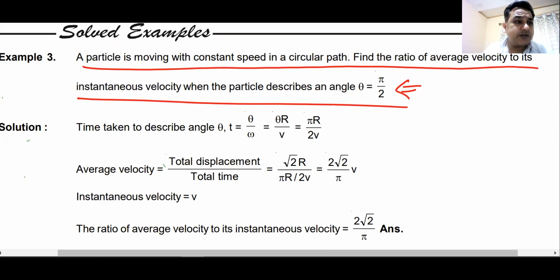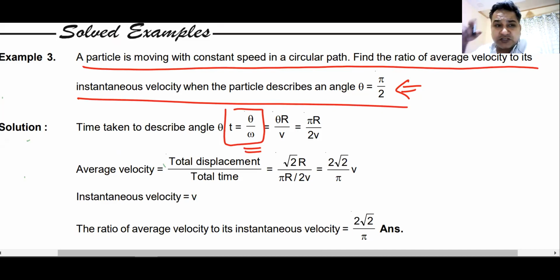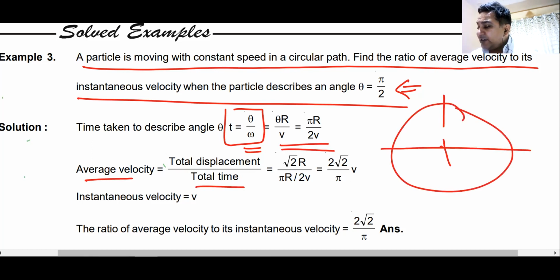How to do any question of this nature? Very simple. You have to apply the basic equations. You have to put the value of instantaneous angular velocity. You have to find out how much time it takes to move an angle of pi by 2. Time taken will be the angular displacement divided by omega because it is moving with a constant omega. This is the time it takes. Average velocity is total displacement divided by total time. If you talk about an angle of 90 degrees, the total displacement will be root 2 r.